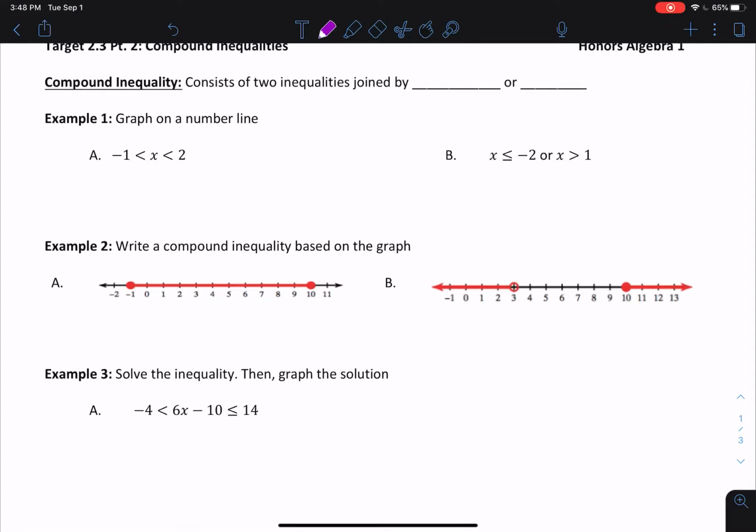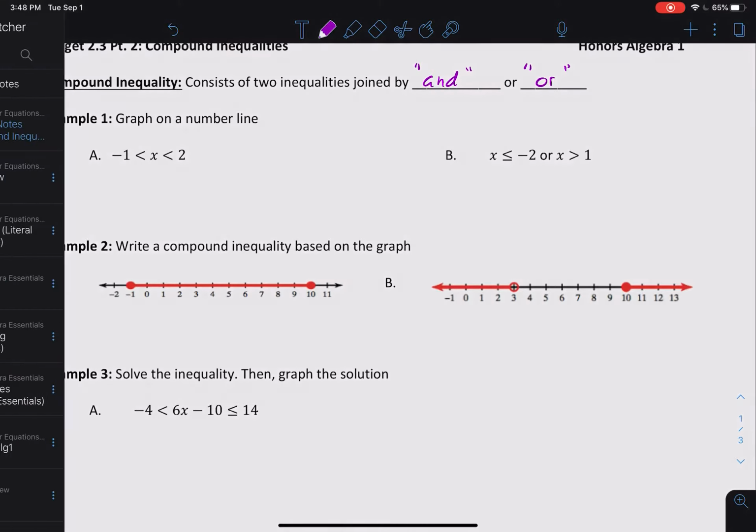Hello everyone, let's delve into compound inequalities. Compound inequalities consist of two inequalities joined by the word and or the word or. Okay, so what does this look like? Well, in example 1a, I've got -1 is less than x and x is less than 2.